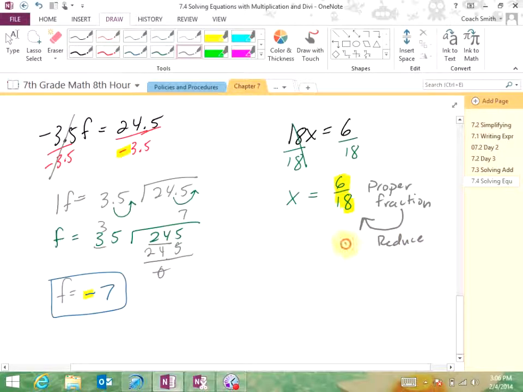What can I reduce 6 over 18 by? What's common between 6 and 18? 3. Anything else? 6. 6 goes into both of them. 6 goes into 6 1 time. 6 goes into 18 3 times. So x is equal to 1/3.